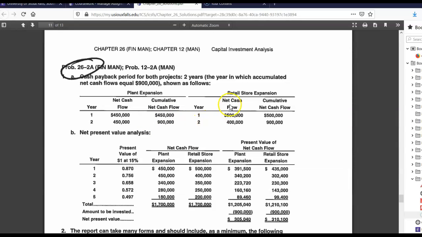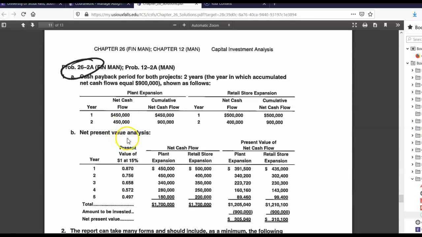Okay. Retail store. Look at there. How nice again. 500 in 1 year, 400 the next, 2 years. So of course it's very unrealistic that it's nice, beautifully round numbers, each adding up to 900,000 exactly in 2 years. That's not the way it works, but it's trying to get the point across. Cash payback. How many years of cash does it take to pay itself back?